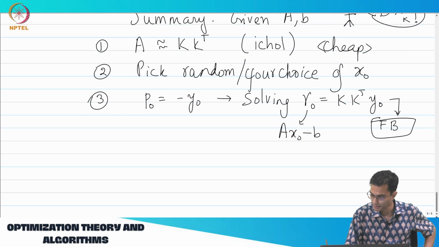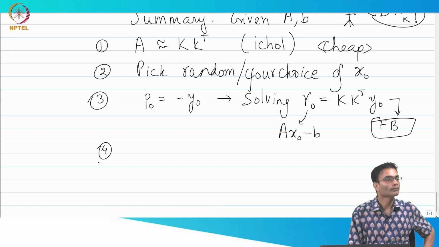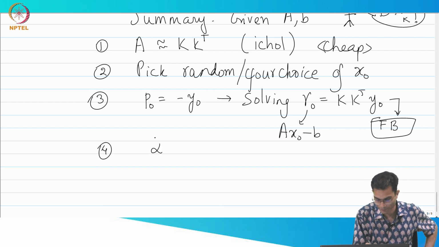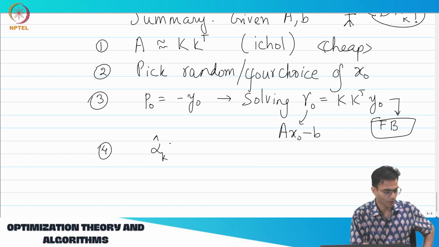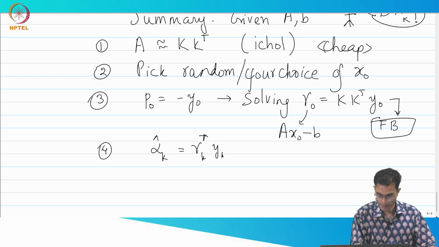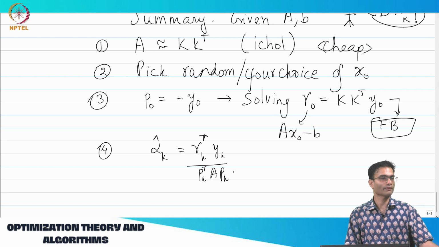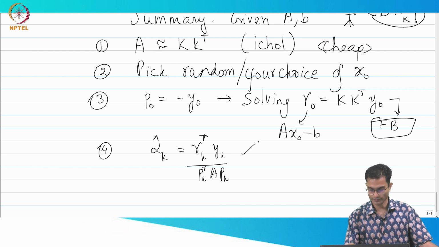What is the next step that I need? Alpha, right? I need alpha. An expression for this, right? Expression for this was what? R k hat Y k divided by P k transpose A P k, right? So, at this point I need R0, Y0, P0, A, P0. Do I have all of these? Done. So, I have this.